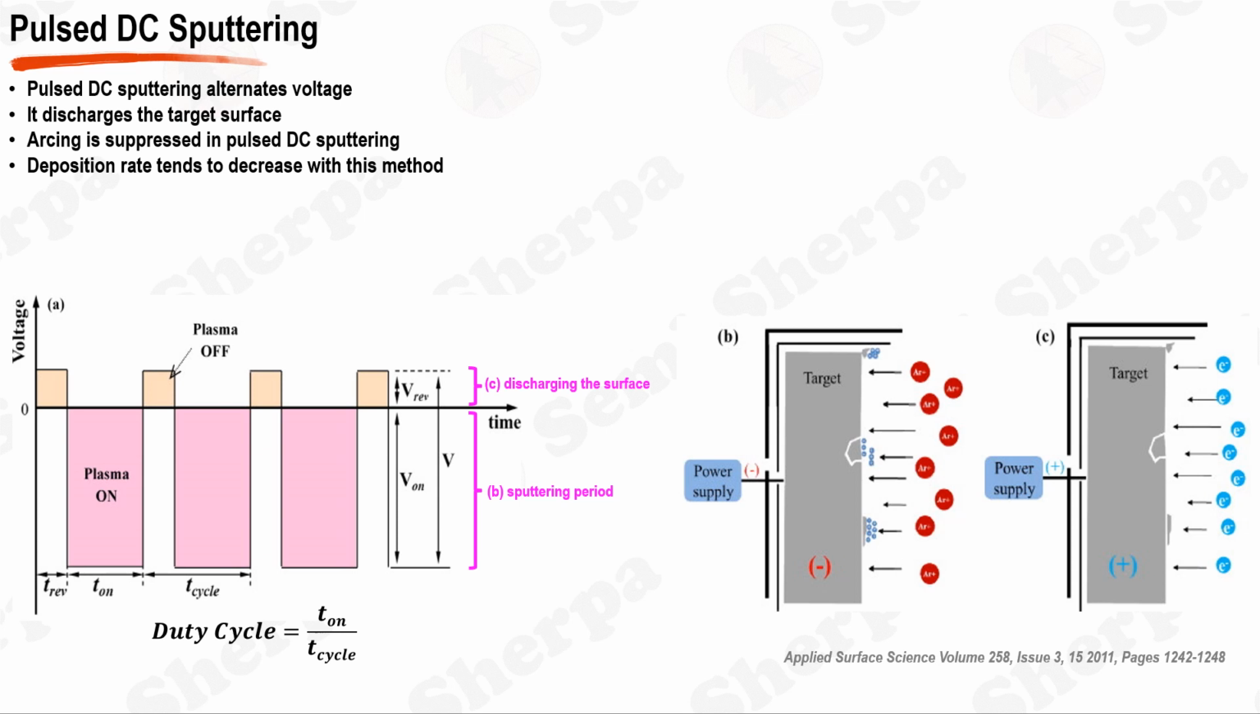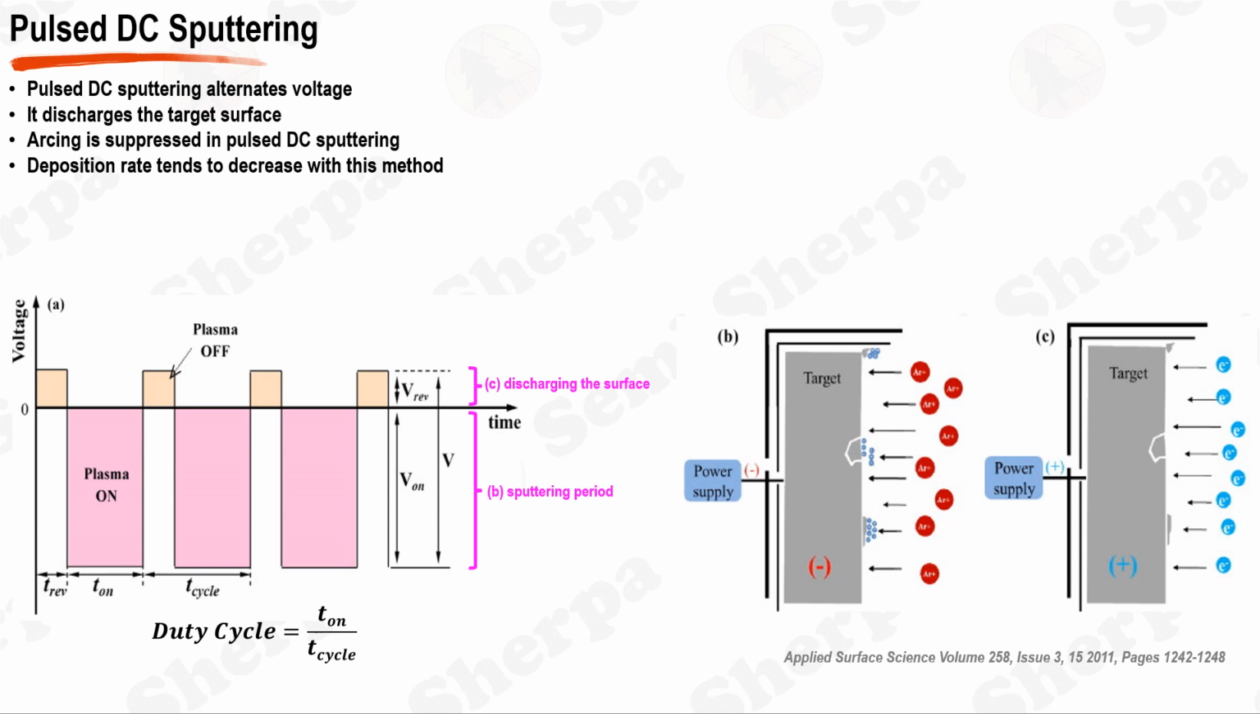The process works by applying a negative voltage to the target for a majority of the duty cycle, during which the sputtering of the target material occurs. Then, for a short period, a positive voltage is applied. This creates a flux of fast electrons that move towards the target, neutralizing the charge buildup on its surface. This cycle of sputtering during the negative voltage phase and surface discharging during the positive voltage phase repeats at high frequency. One of the significant advantages of pulsed DC sputtering is its capability to suppress arcing.